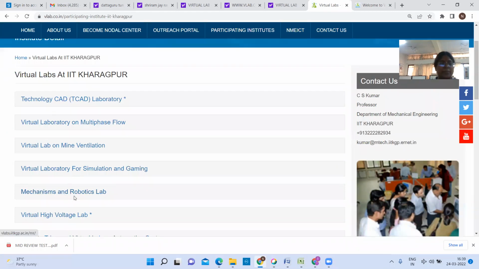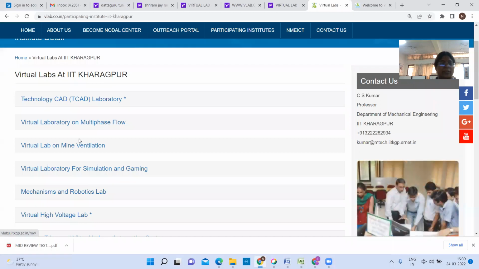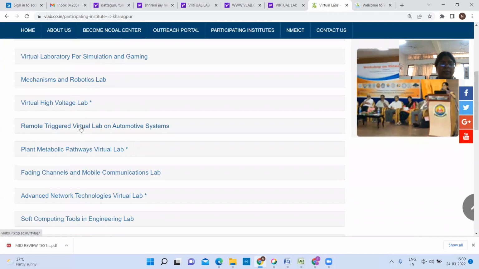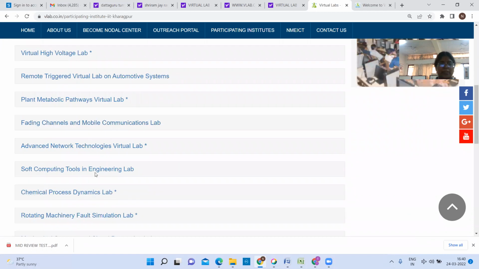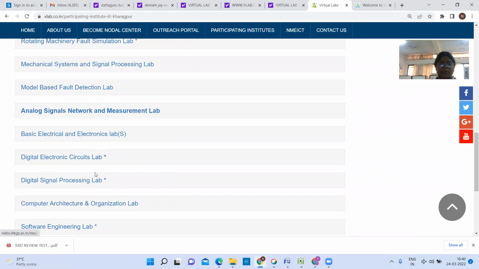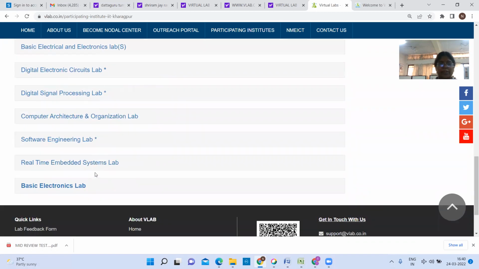So mechanism for robotics lab, virtual high voltage lab, virtual laboratory on multi-phase flow, then fading channels and mobile communication lab. So this will come under this particular institute. Okay, so now you have to search one by one.